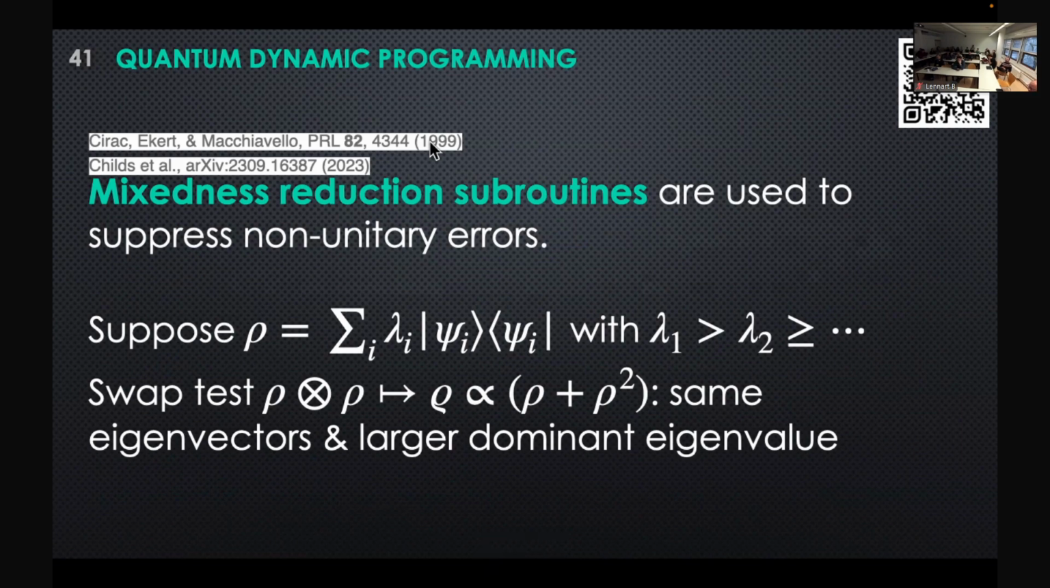Surprisingly, the higher-dimensional generalization was explored quite recently by Andrew Childs and other people in 2023. So basically, if you have this mixed state rho with eigenvalues ordered, you can do the swap test and obtain this state that is proportional to rho plus rho squared. So your highest eigenvalue becomes amplified and all the other things get suppressed.